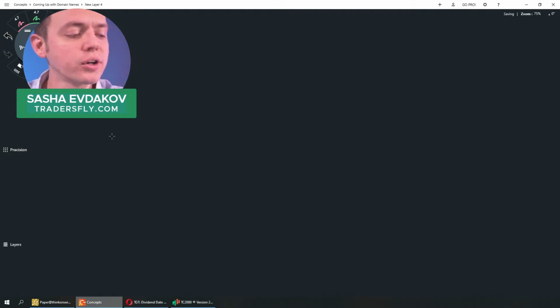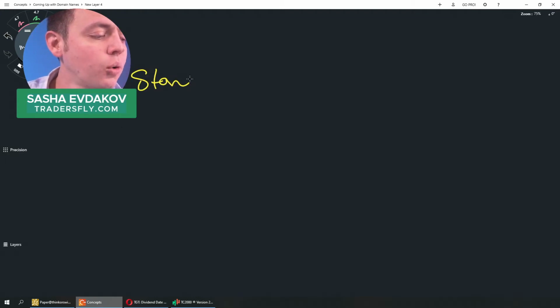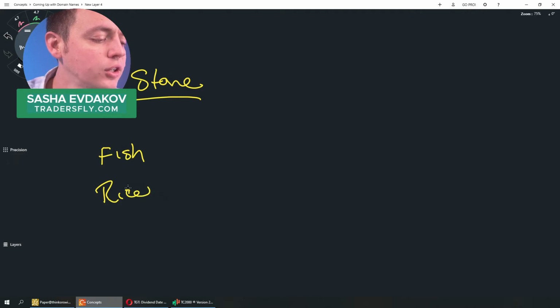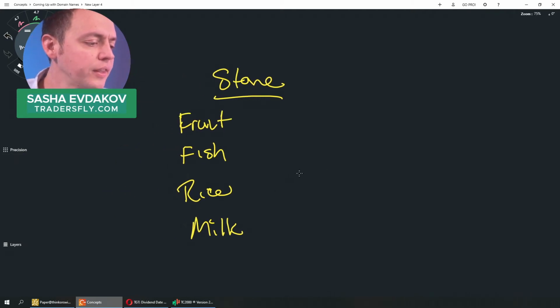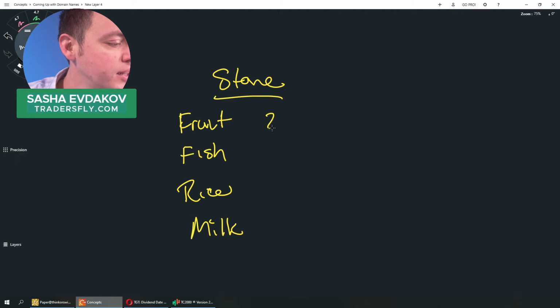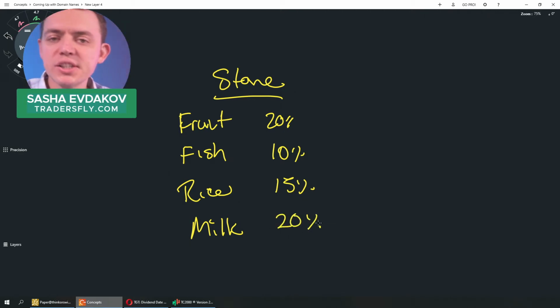Instead, the smart approach, look, think of it like a store. A store has multiple products. You might have fish, rice, milk and dairy, and let's say fruit, and all these different product areas. They might make, let's say, 20% on this, 10% on this, 15% on this. So they're making different percentages from each area or industry.